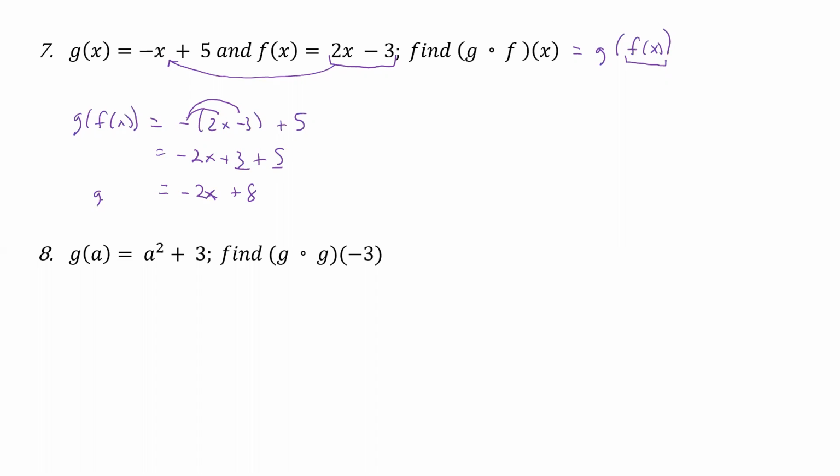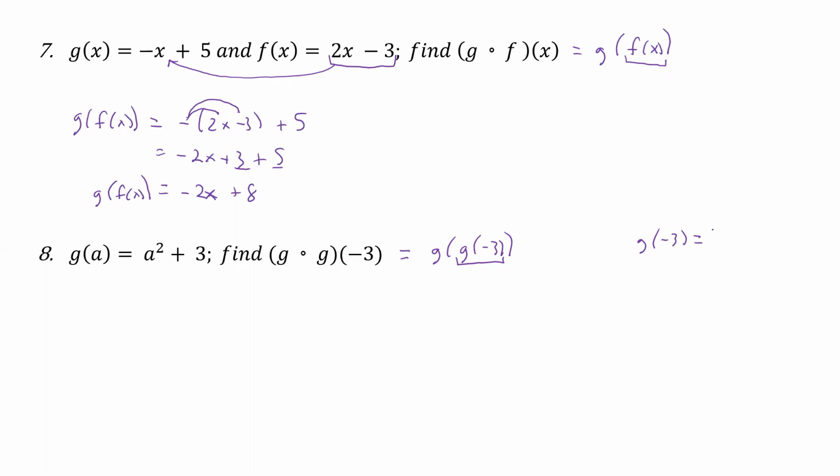And so that's what g of f of x is equal to: negative 2x plus 8. Okay. Now this one, instead of having two different functions, we have the same function and we're plugging it back into itself. So what this one really is saying is take g of g of negative 3. And what does that look like? Well, it's g of negative 3. And so what we need to do is find what g of negative 3 is, and then plug that into the original g here. So g of negative 3, well, what does that equal?